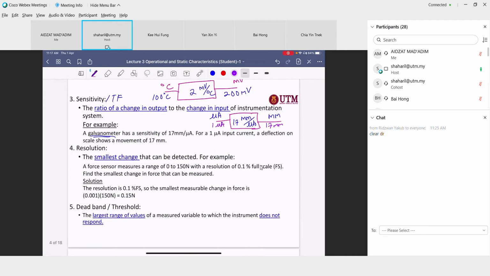All right, and then the other parameter is resolution. Of course, if you buy with a good resolution, your instrument or transducer will give you a very accurate value. For example, before this we only had HD. Now we have 4K, and after 4K we have 6K.